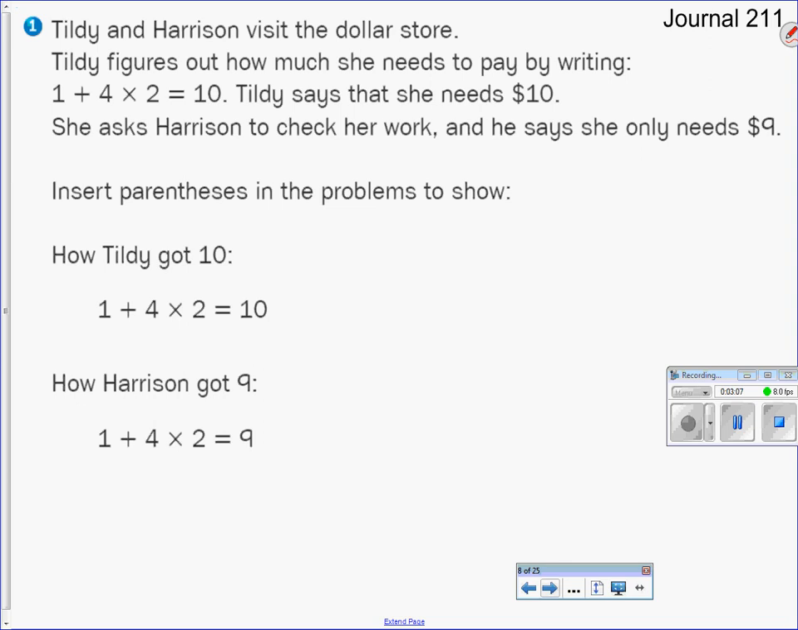So if I look at this, I would do 1 plus 4, that equals 5, and 5 times 2 is 10. So Tildy, to put her parentheses here, did (1 plus 4) is 5, and then multiplied that by 2 equals 10. Harrison must have looked at it just the opposite and did (4 times 2) is 8, and the 1 that's already there gives him 9. Okay, so see how it is important to know what operations you do first and where the parentheses go.